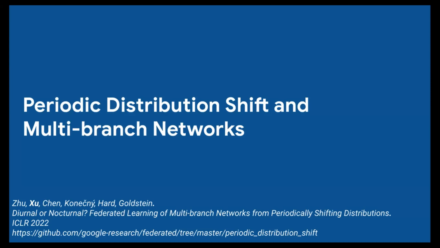In the second part of the talk, I will talk about another problem we observed in practice, which is periodic distribution shift, and some preliminary results we have with multi-branch networks. This is mainly based on our ICLR paper this year. And we have open source code for this project also.